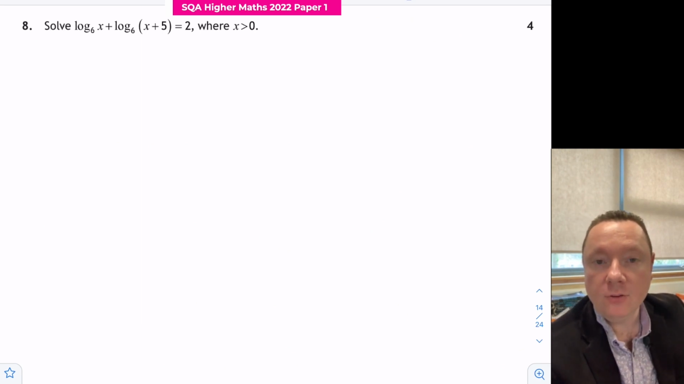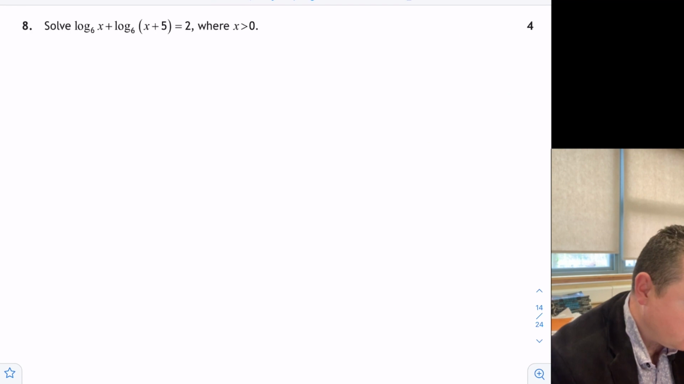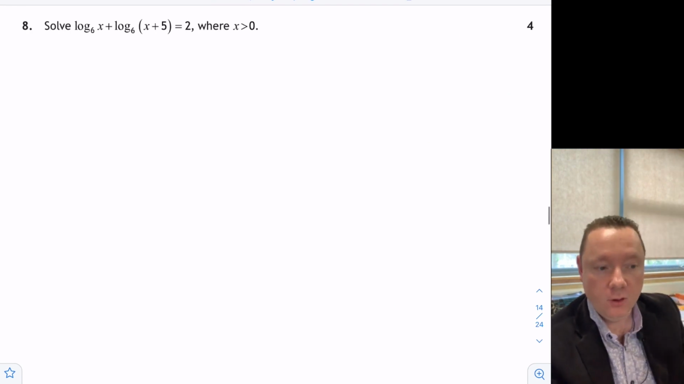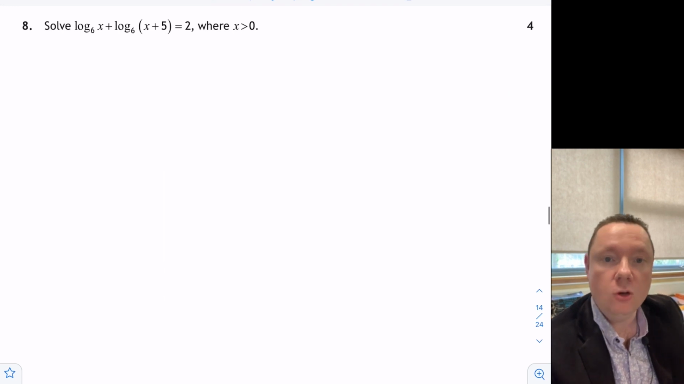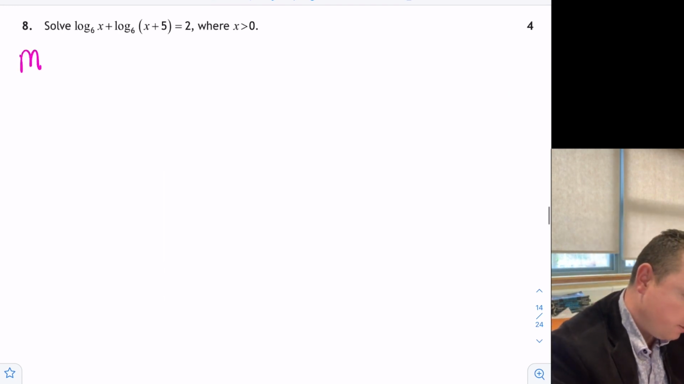SQA Higher Maths 2022 Paper 1 Question 8. Solve log base 6 of x plus log base 6 of (x + 5) equals 2, where x is greater than 0. There's a couple of different methods you could have used here, so I'll go through the alternatives for you. Let's call this one method 1.